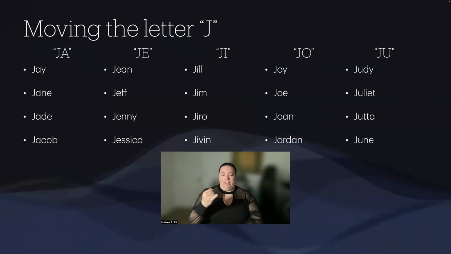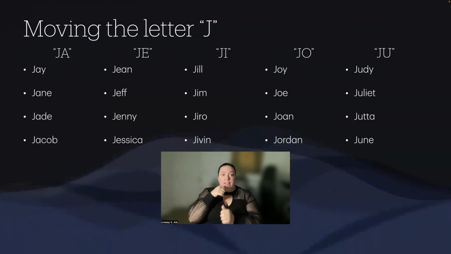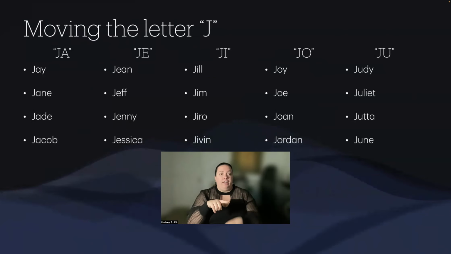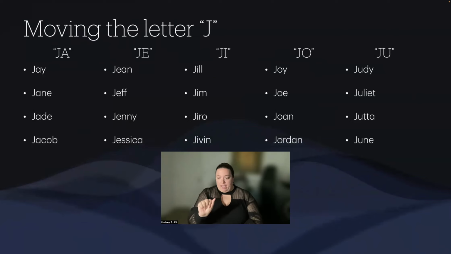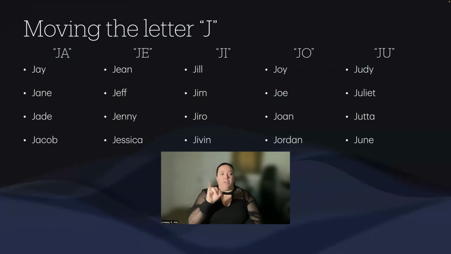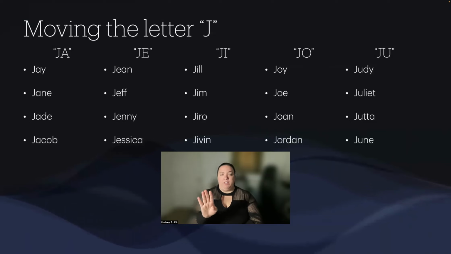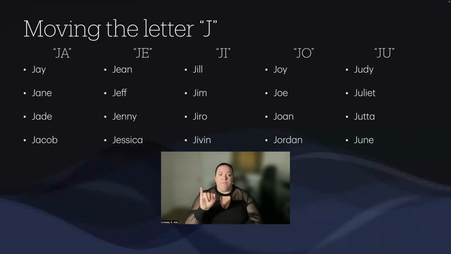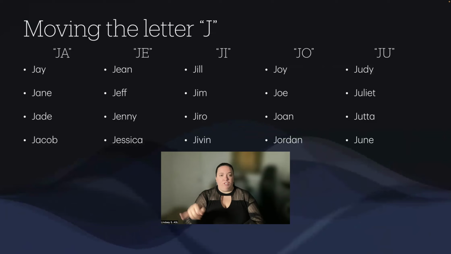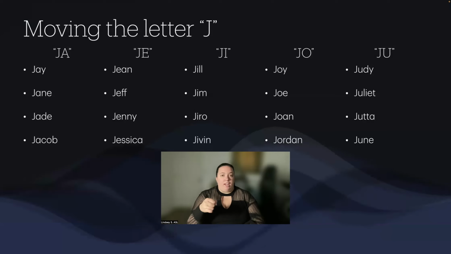Practicing the moving of J, like fingerspelling specifically with the J letter. So when you sign JA, you don't go JA, but you do JA on the side. Okay. So all of these would look like JAY, JANE, JADE, JACOB. So it's like a twisting motion for all of these. So JE, again to the side, JEAN, JEFF, JENNY, JESSICA.